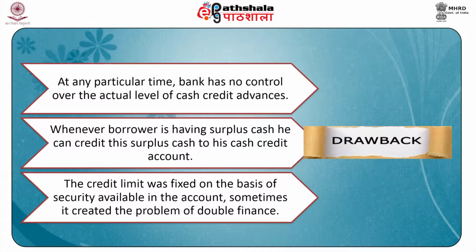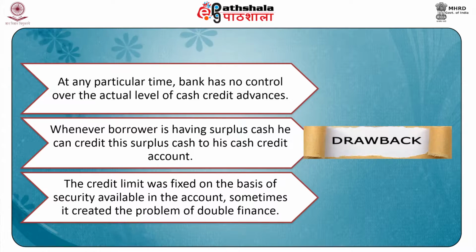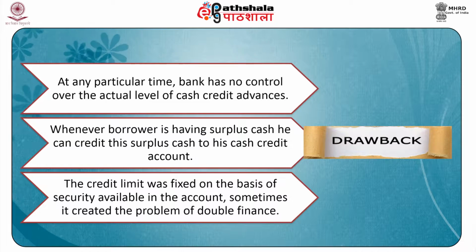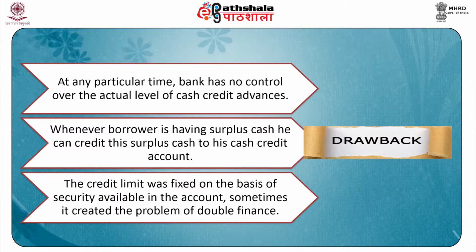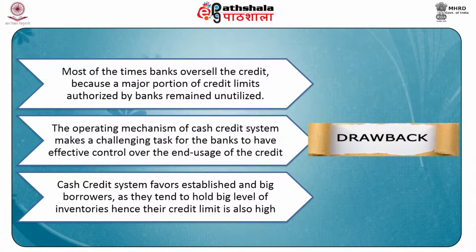Whenever borrower is having surplus cash, he can credit the surplus cash to his cash credit account. This reduces the outstanding balance in the cash credit account and saves the borrower from paying interest cost to the bank and ultimately reducing bank's interest income. The credit limit was fixed on the basis of security available in the account. Sometimes it created the problem of double finance. Most of the times, banks oversell the credit because a major portion of credit limits authorized by banks remained unutilized.